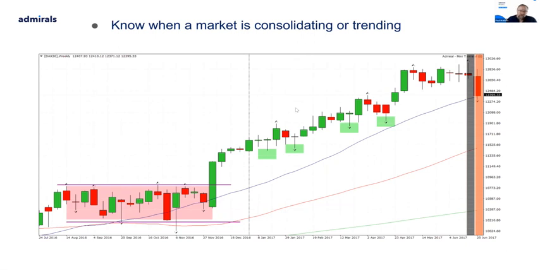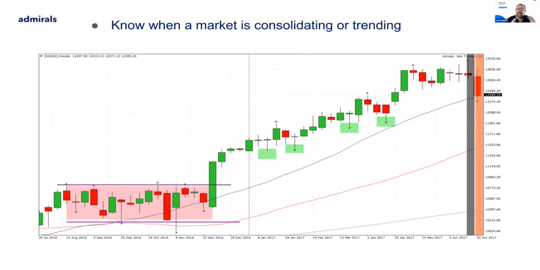So what I've got here is just a chart of the DAX. It's a weekly chart, so every candlestick refers to a week. What we want to be able to understand is whether that particular market, that instrument, is consolidating or whether it's trending.